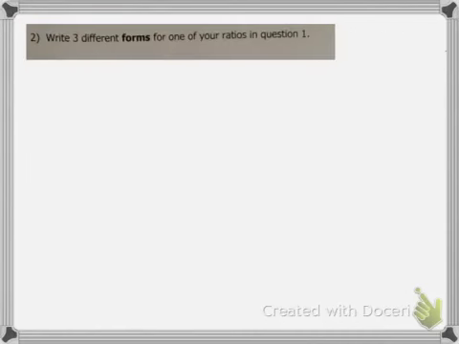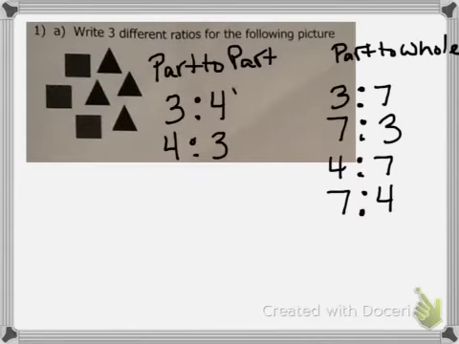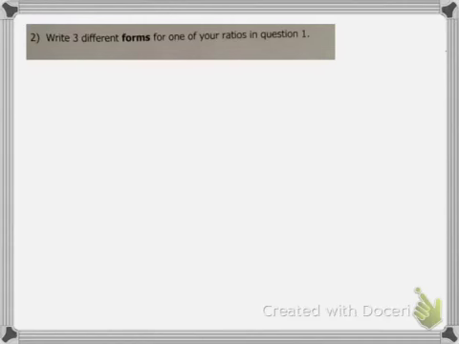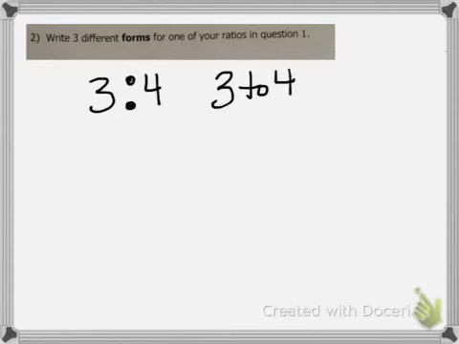Part 2. Write 3 different forms for one of your ratios in question 1. I'm going to take the very first one, 3 to 4, and the first form we write it in is using the colon. The second form would be writing with the word "to" in between the 3 and the 4, and the last is in fraction form where the 3 is in the numerator and the 4 is in the denominator.